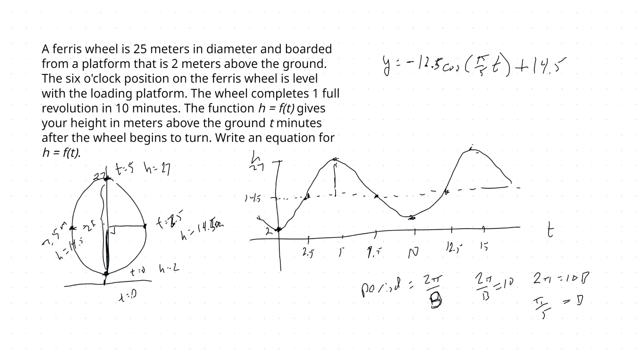But if we wanted to use a sine curve instead, a lot of the values are going to stay exactly the same. Whoops, I wrote cosine, but I really mean sine. There we go. I want sine. The amplitude is going to stay the same if I'm looking at this as a sine curve. The only difference is I have to do a horizontal shift.